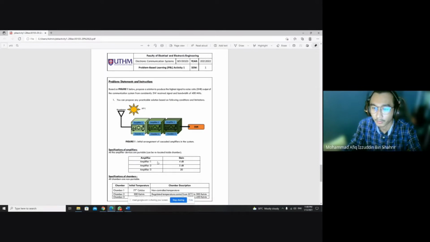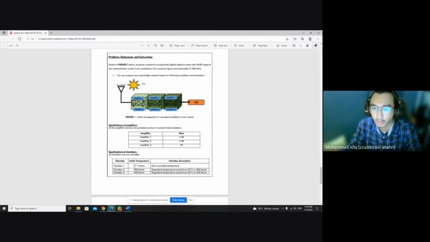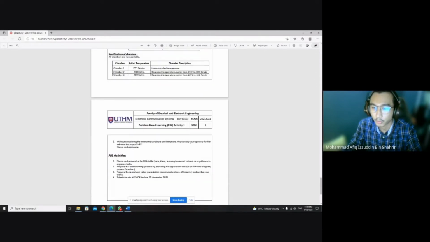For the amplifiers, they already give the gain: amplifier 1 is 4 dB, amplifier 2 is 5 dB, and amplifier 3 is 20. For the chambers, the temperature is also given. For chamber 1, they give it in Celsius, and the other 2 chambers are given in Kelvin. So here we need to find the solution based on the following condition and limitation. Next, for question 2, we need to propose any further enhancement of the output SNR. Thank you.